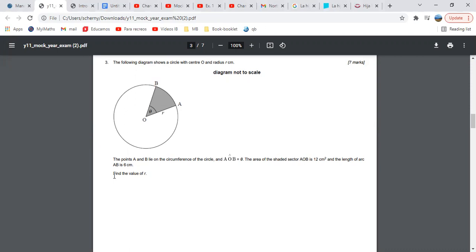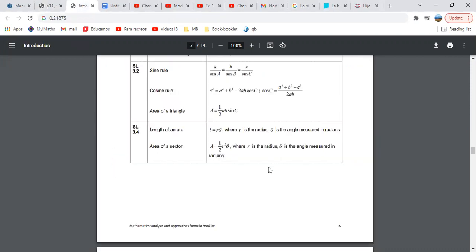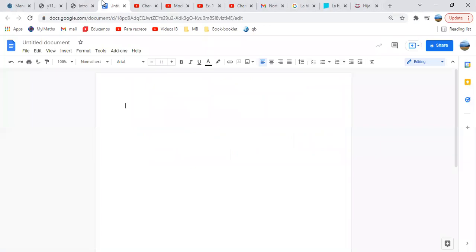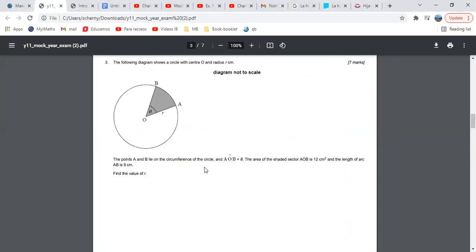So for this, what we need to do is go to the formula booklet and take a look at this. We know a formula for the length of an arc, knowing the radius and theta, and we also know the area of a sector, knowing again the radius and the angle theta, okay? So these two formulas are going to be used combined together in order to find the radius, okay?